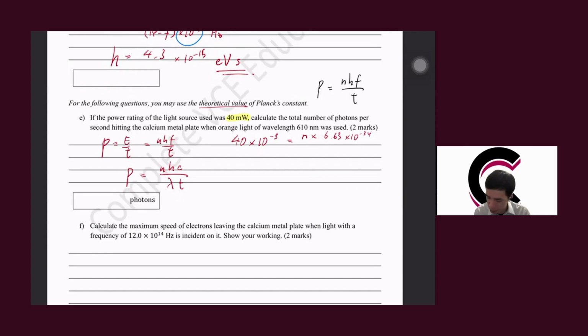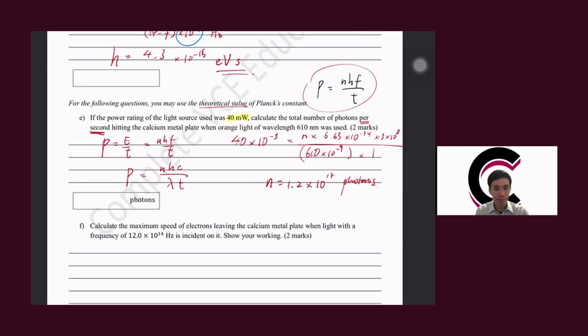times that, times the speed of light, divided by the wavelength, 610 times 10 to the power negative 9, and then you multiply by time, which is 1 second, because it says per second, and you solve for n. That should be 1.2 times 10 to the power 17 photons. Okay, just algebra. But the most important thing is this equation right here. It's not given to you directly, but that's an important conceptual understanding that you should have.